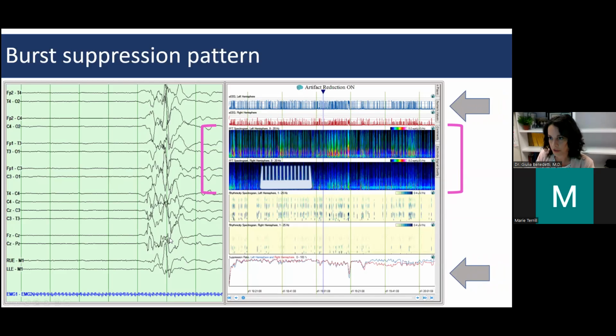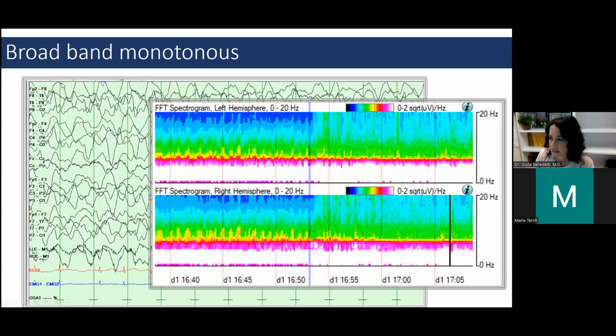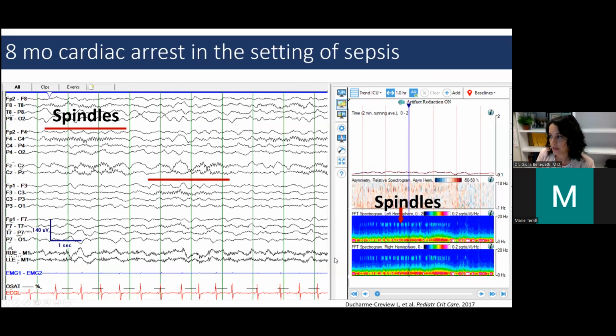The aEEG also reflects this kind of comb tooth pattern, and then the suppression ratio is really high during burst suppression, of course. This is an example of just kind of a broadband, monotonous quantitative EEG with just a lot of slow delta. That delta band is really intense, not a lot of variability to the background.